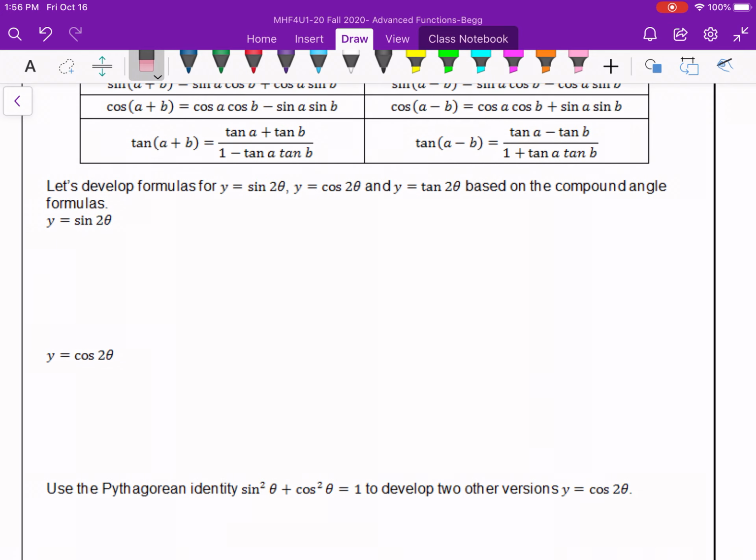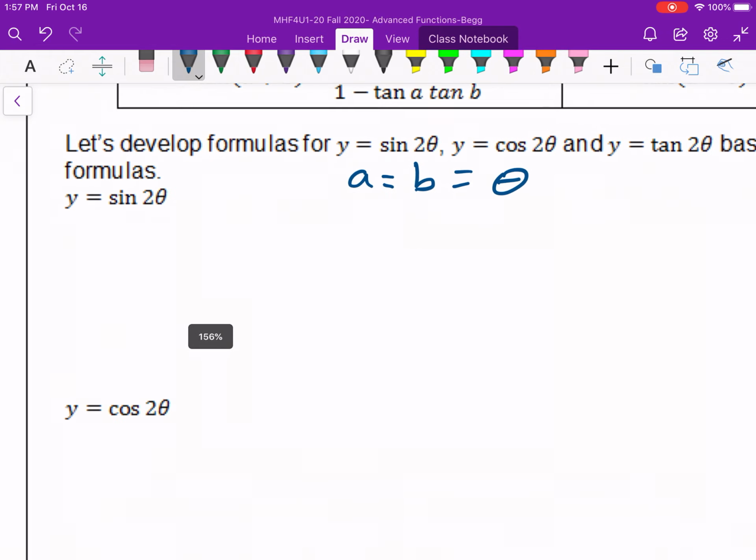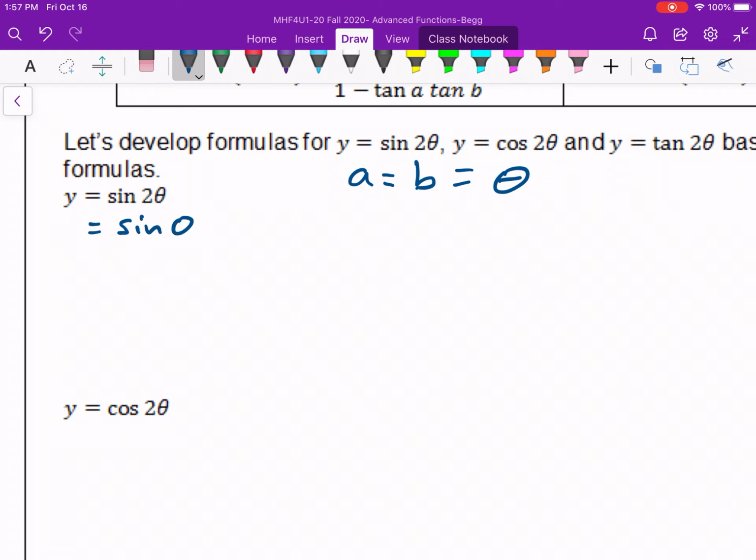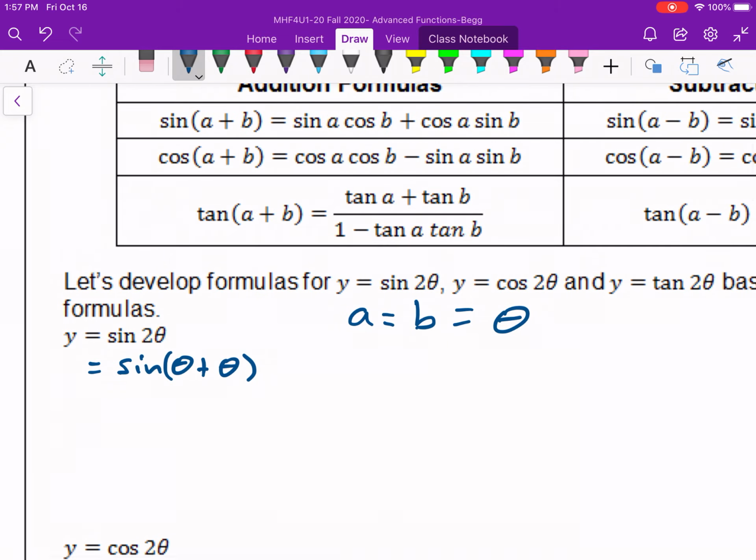So let's just call the angle theta. Actually, let's say angle A equals angle B, which equals theta. So angle A and B are the same, and we're just going to call it theta to keep things simple. And then sine 2 theta could be thought of as sine theta plus theta. Theta plus theta is 2 theta, of course. And then if we go back and look at our sine addition, or compound angle formula, we can see that it looks like what I've just highlighted. So replacing A and B with theta, I get sine theta cos theta plus cos theta sine theta. There we go. And then we can simplify that.